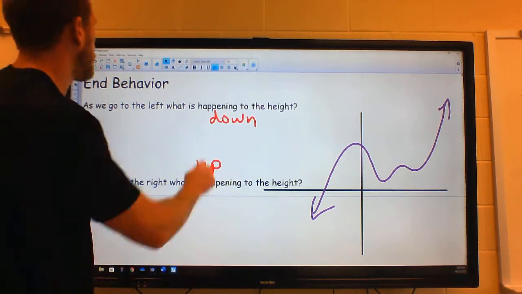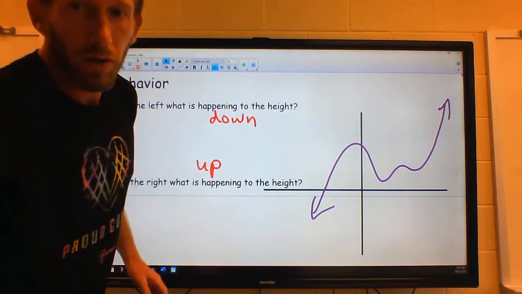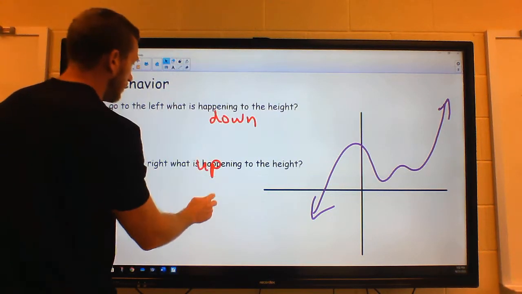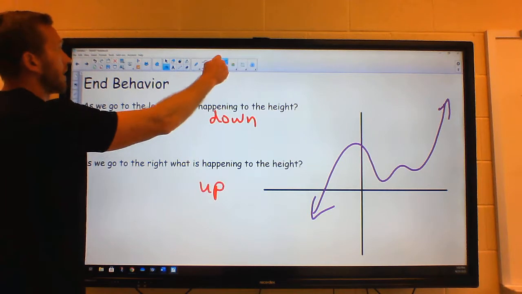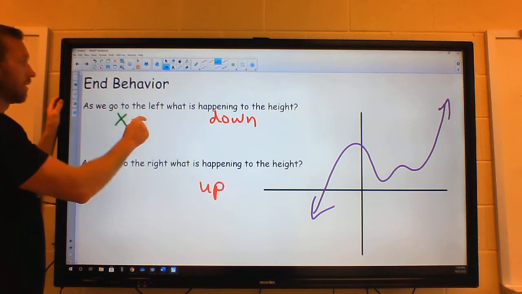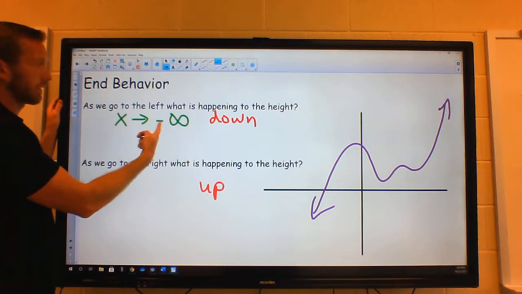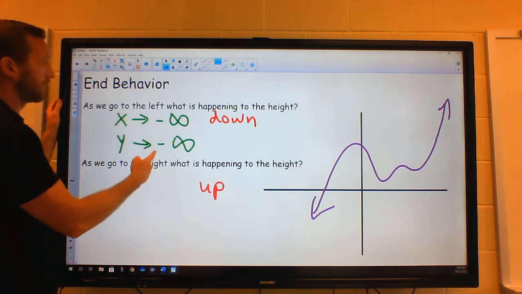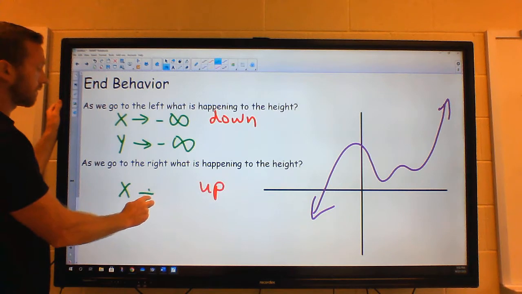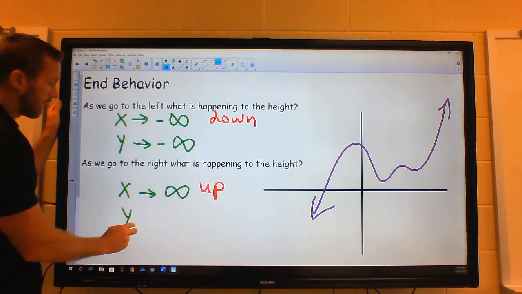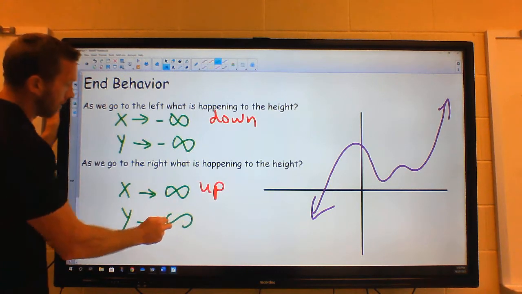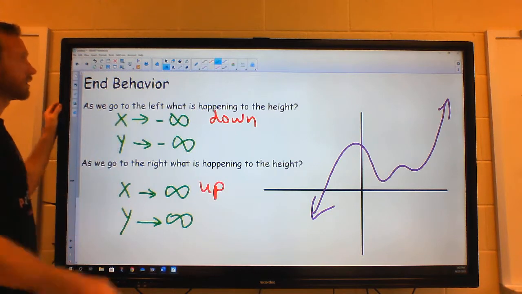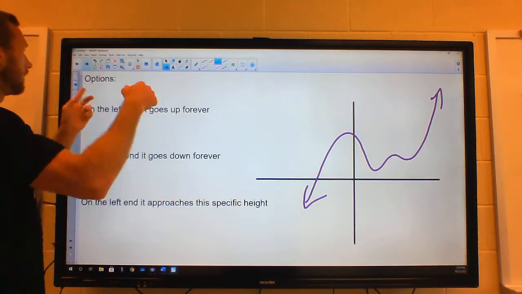Give myself more space. There we go. We don't need both of those. Okay, so here's how we would write this answer. As we go to the left, negative infinity, the height goes down. As we go to the right, the height goes up. Okay? Watch this through several times if you want.